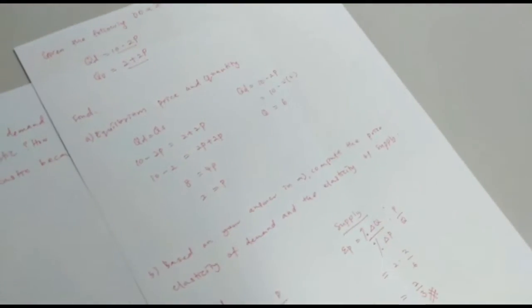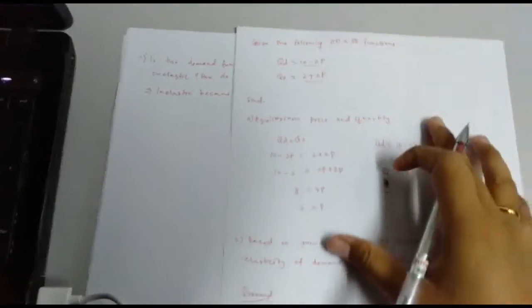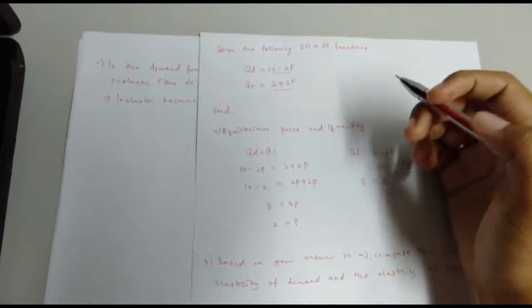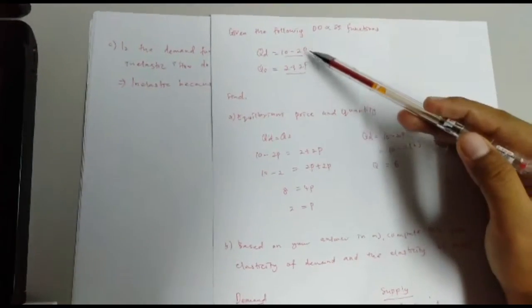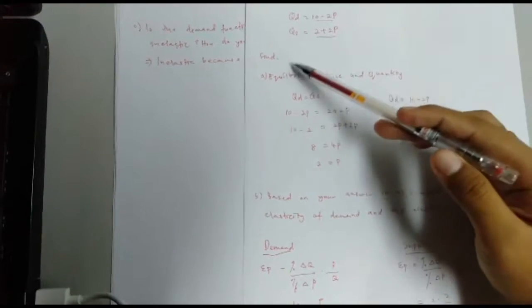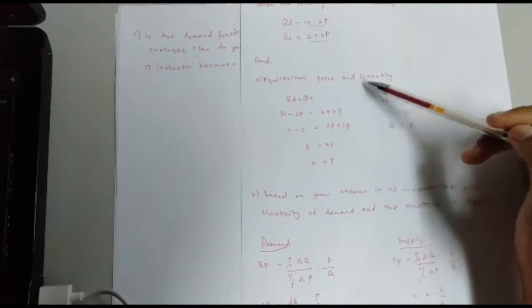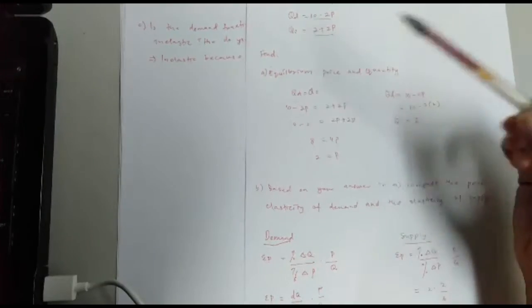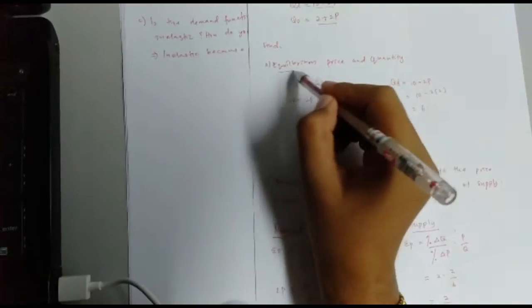So I will continue with the question. The question given is: given the following QD and QS equations, QD equal to 10 minus 2P and QS equal to 2 plus 2P. The question is, first find the equilibrium price and quantity. So we know that to find the equilibrium, QD equals QS.